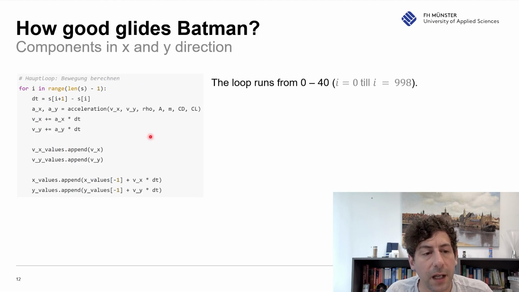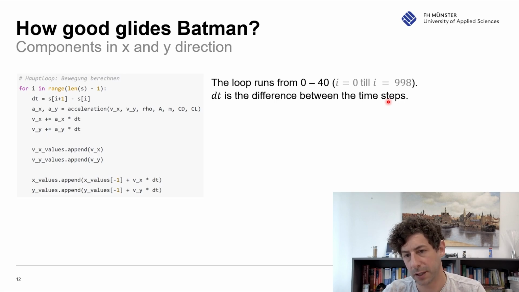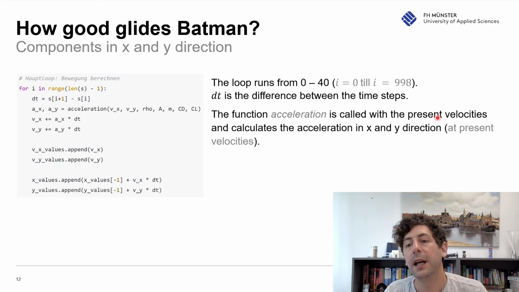Okay, so now we need a loop, and the loop basically runs over the time interval, so from 0 to 40 seconds in 1000 steps. And dt is the difference between each time step. So we have a small time step, we calculate, small time step, calculate, and so on. And now what we calculate is the function acceleration. So we already defined the function acceleration, and now we calculate it for a time step with the present velocity. And for the present velocity, which is at the beginning 0, we calculate the acceleration in x and y direction.